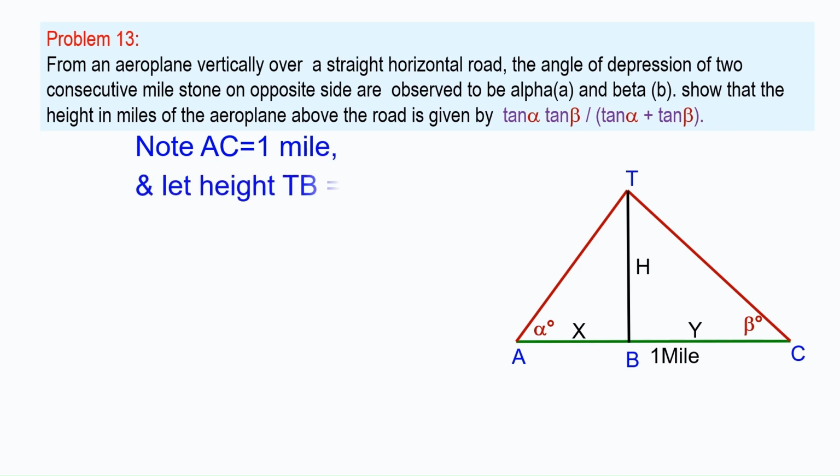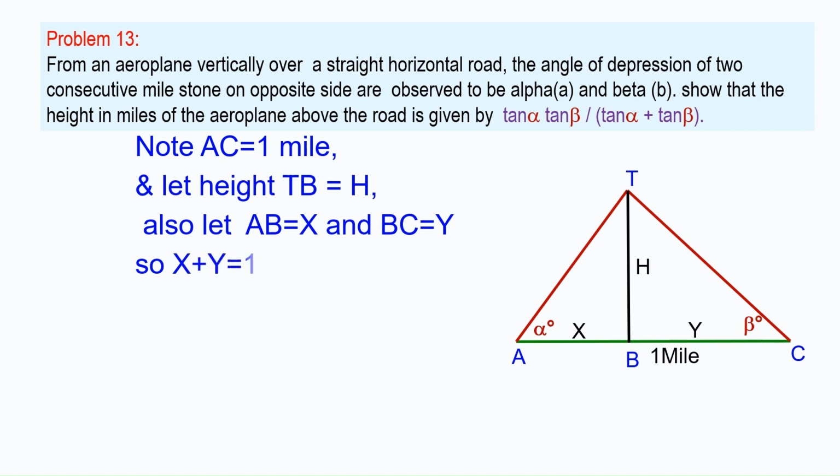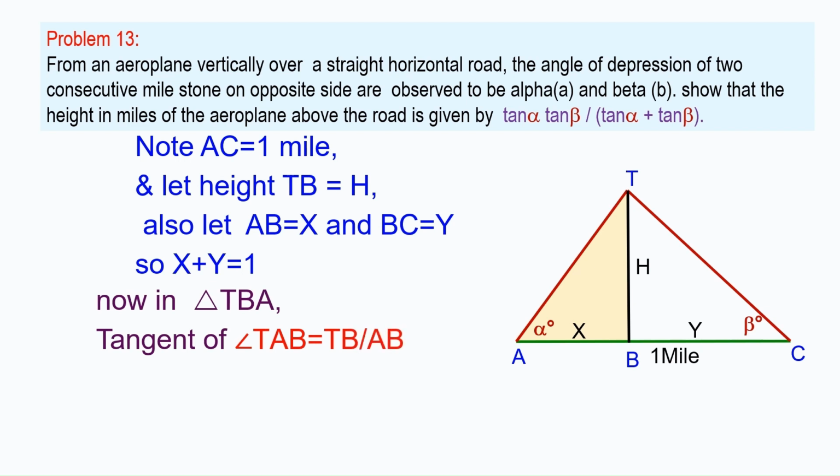Note AC equals 1 mile, and let height TB equals h. Also let AB equals x and BC equals y, such that the sum of x and y equals 1. Now in the triangle TBA, tangent of the angle TAB equals TB divided by AB, or tangent of alpha equals h divided by x, or x equals h divided by tangent of alpha.